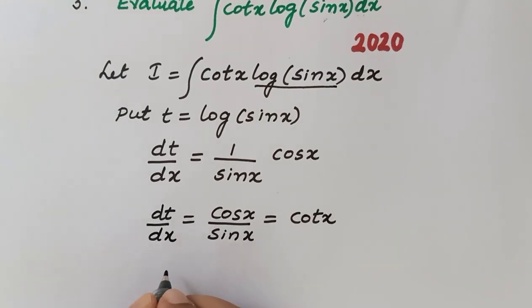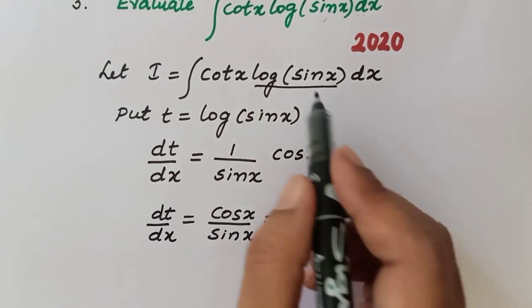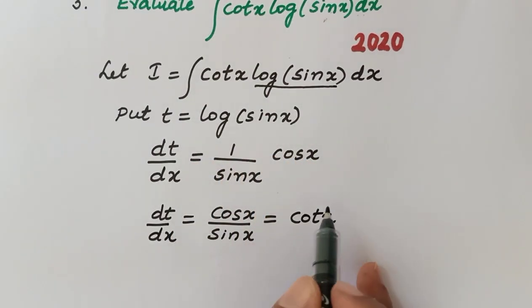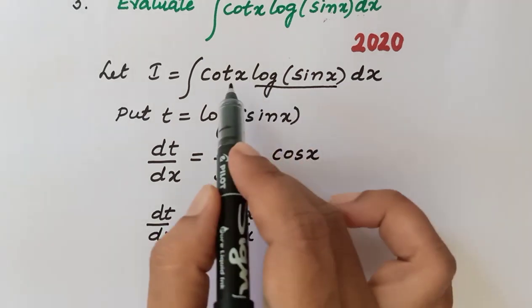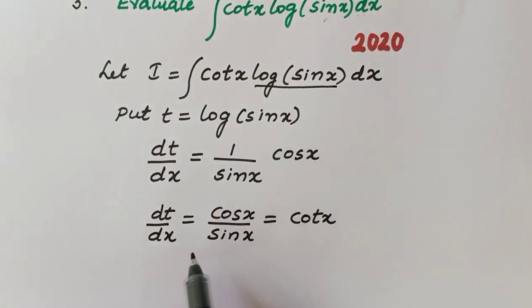Therefore, see, cot x is present here in the question. So after the substitution of log of sin x and after the differentiation, we are getting this cot x. That means our substitution is perfect.